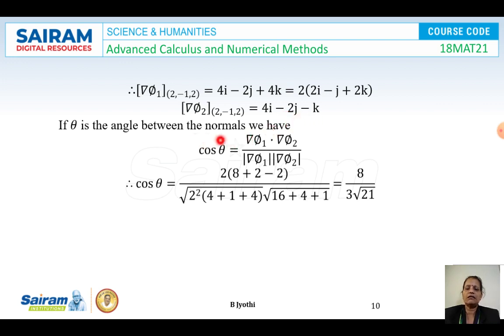If theta is the angle between the normals, we have cos theta is equal to del phi 1 dot del phi 2 divided by mod del phi 1 into mod del phi 2. So when we take the dot product between these two, we get 2 times (8 plus 2 minus 2) divided by 2 times the square root of (4 plus 1 plus 4) into the square root of (16 plus 4 plus 1), which on simplification we get 8 divided by 3 root 21.